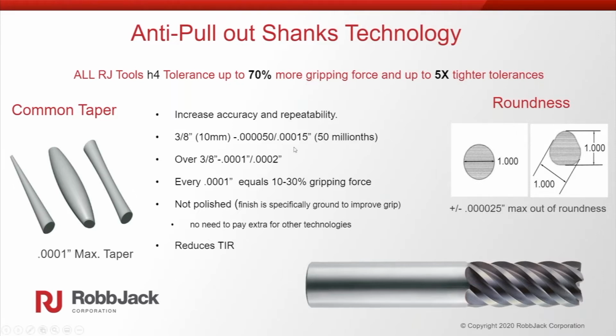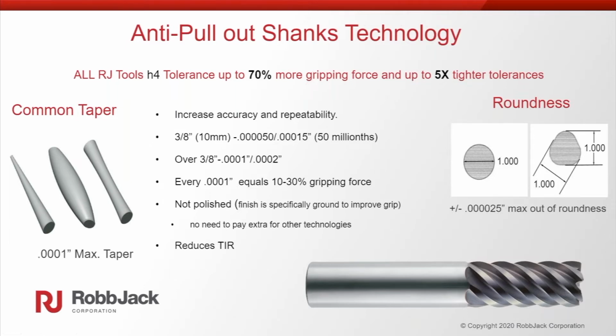What that relates to as far as diameter is a minus 50 millionths of an inch tolerance, to a minus a tenth and a half. So very, very tight tolerances on tools 3/8 of an inch and under, and still very tight, a 1/10,000th of an inch total tolerance on tools over 3/8 of an inch. What does that relate to? It gives you about 10 to 30% more gripping force for every 10,000th of an inch that we're closer to nominal.